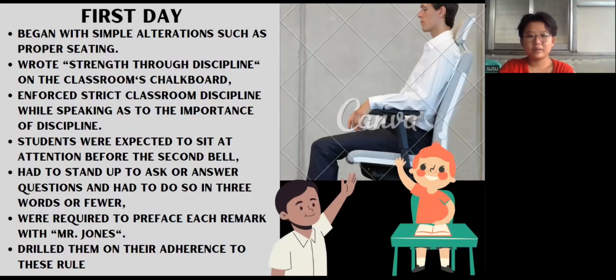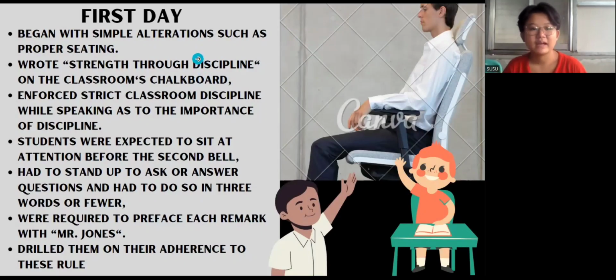he starts with a little bit of simple stuff like letting his students sit straight with proper seating, something like this, and they have to be like this the whole time. They cannot do like this or like this or like this. They have to sit like this the whole time, and also on the chalkboard. For this modern day, we use whiteboard. So let's just say whiteboard. He writes "strength through discipline" on the whiteboard. Maybe in their era they used chalkboard, but now I will just compare with the whiteboard.